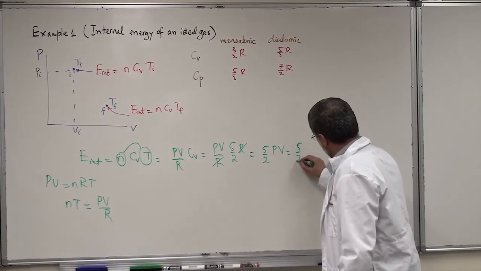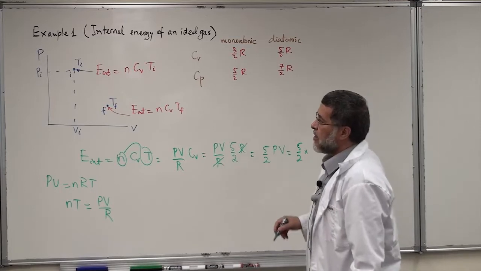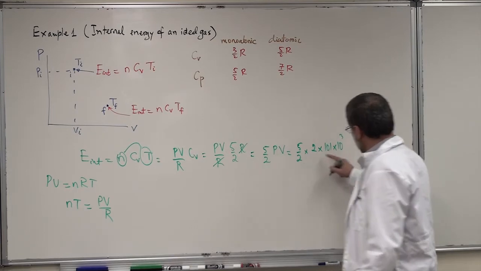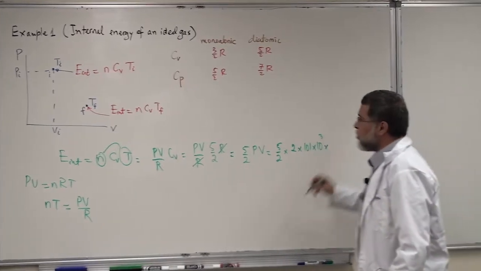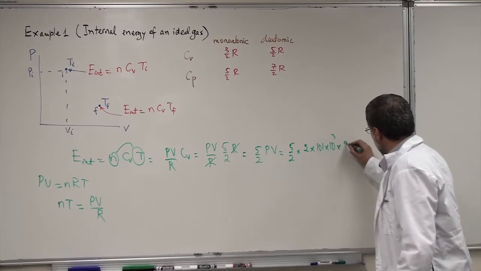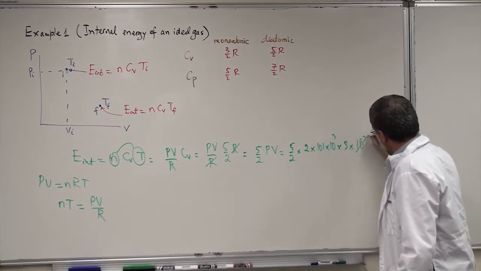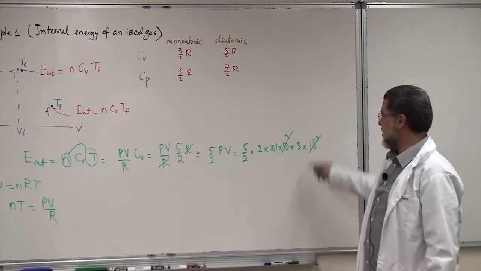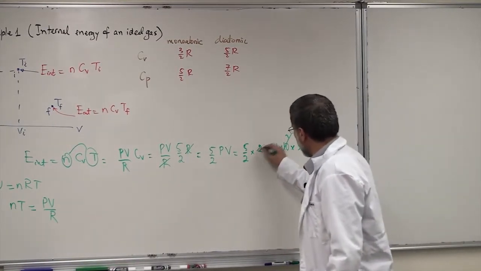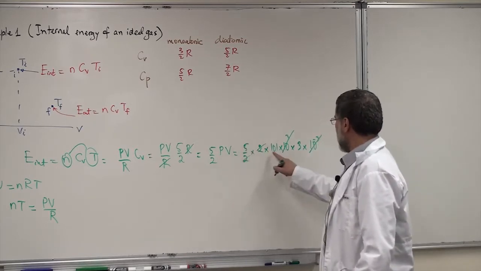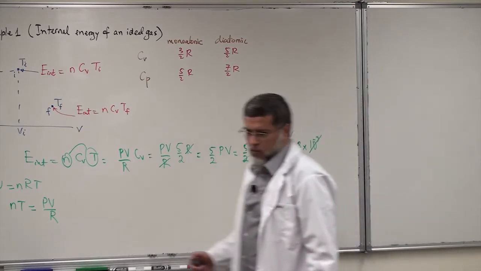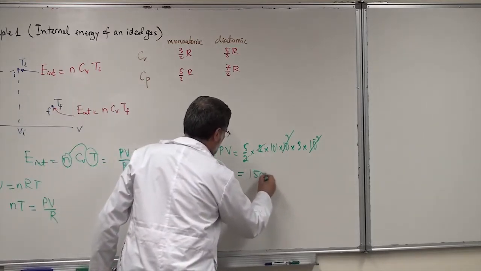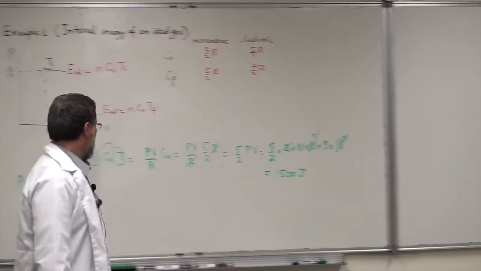So this will be 5/2 times the pressure, which is 2 atmospheres, so 2 times 10^5 pascals, times the volume. The volume is 3 liters, that's 3 times 10^-3 cubic meters. The 10^3 and 10^-3 cancel out to give 1, and the 2 and 2 cancel out. You have 5 times 10^5 times 3 over 10^3, which gives around 1,500 joules. So that's the answer.